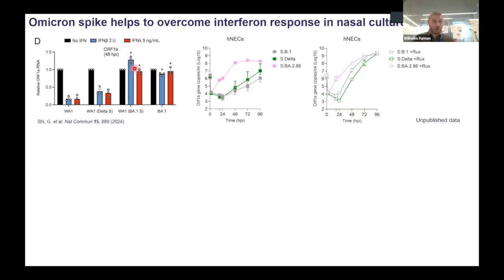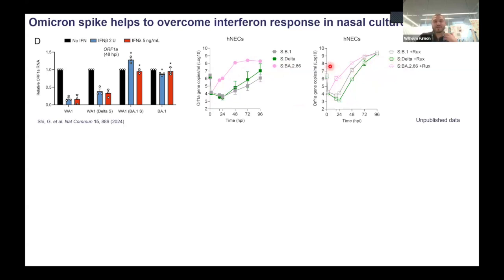This is something we were actually looking into a little bit, not in much detail. We took another approach: instead of pretreating the cells with interferon, we treated with RUX, which is ruxolitinib, an inhibitor of the interferon response, let's put it that way. We could see that Omicron, or an Omicron spike, was replicating better than the pre-Omicron. Once you pre-treat with RUX to shut down the interferon response, those pre-Omicron spikes are capable of replicating much better. But for the Omicron spike, that didn't really change that much.